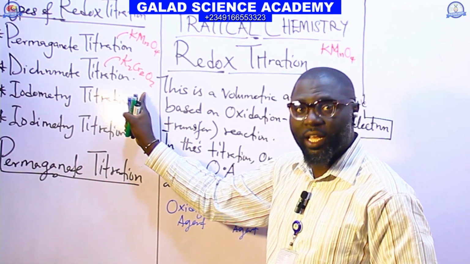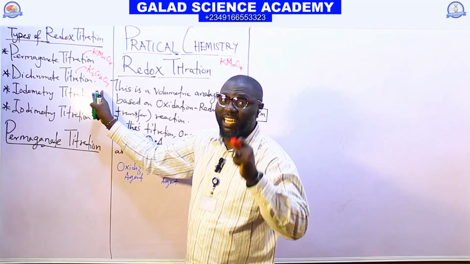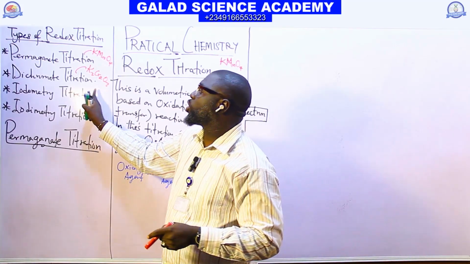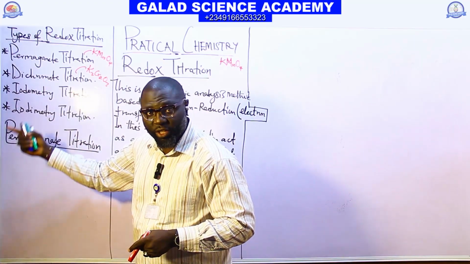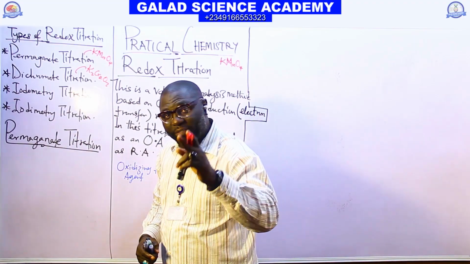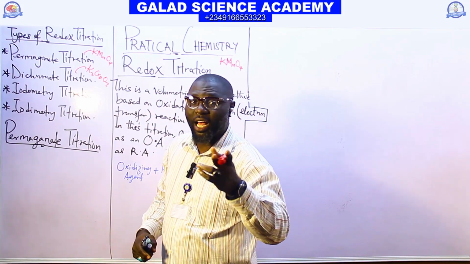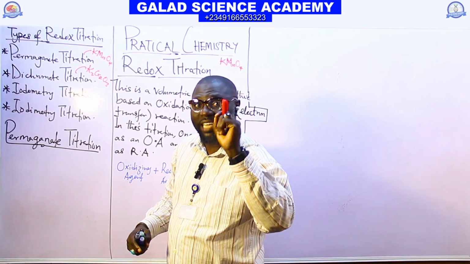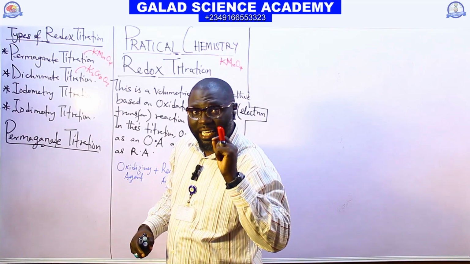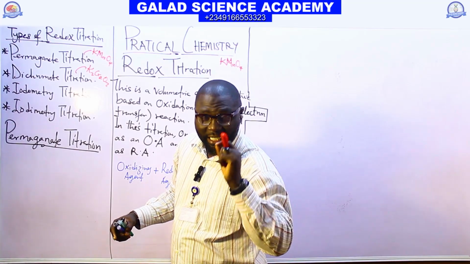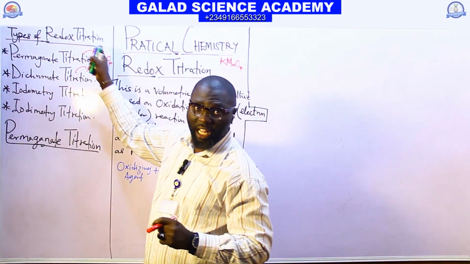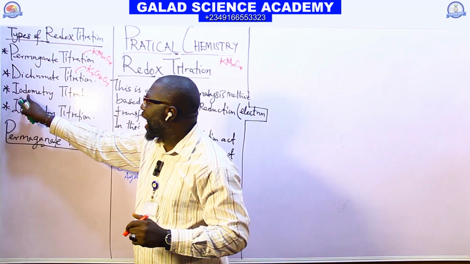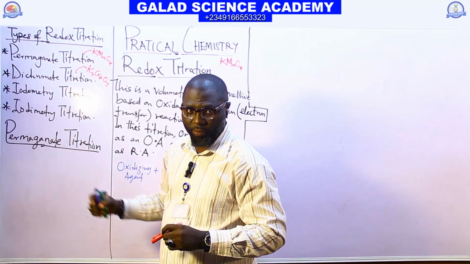K2Cr2O7 is used as a strong oxidizing agent, and the titration is called dichromate titration or dichrometry titration. But whenever KMnO4 is used as a strong oxidizing agent in redox titration, the type of titration is called permanganate titration. But here, iodometry titration.